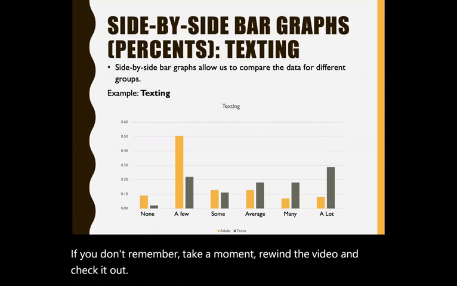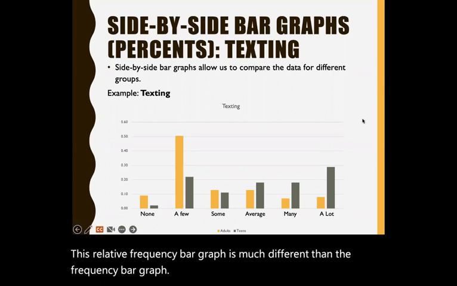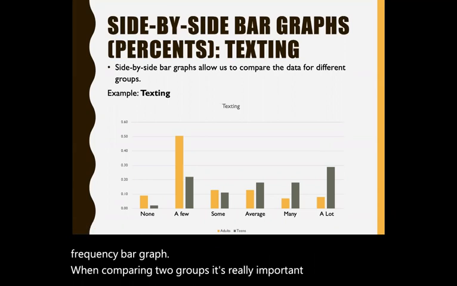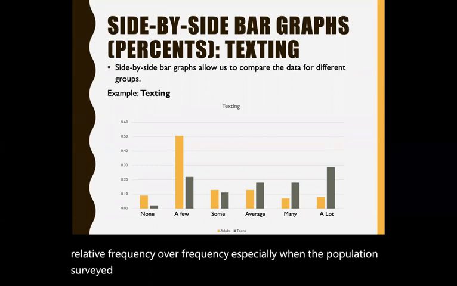This relative frequency bar graph is much different than the frequency bar graph. When comparing two groups, it's really important to consider relative frequency over frequency, especially when the population surveyed differ dramatically.